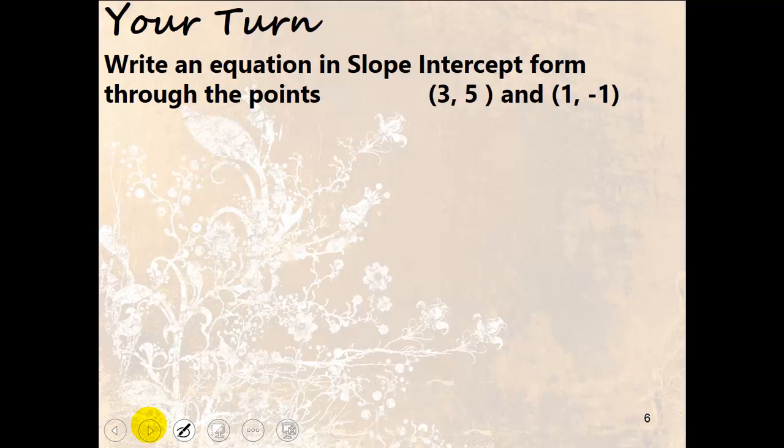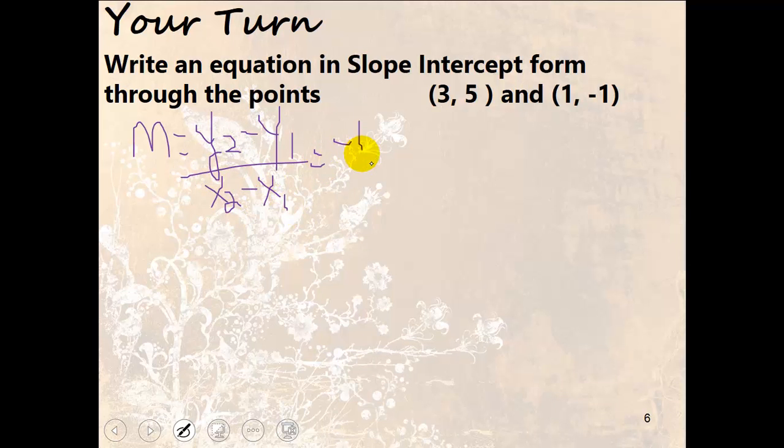I have to calculate slope. So it's y2, it's my delta y, divided by my delta x. And so I get negative 1 minus 5 over 1 minus 3. That's negative 6 over negative 2. That gives me positive 3.